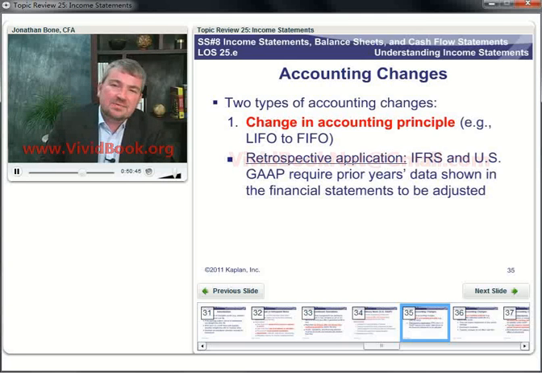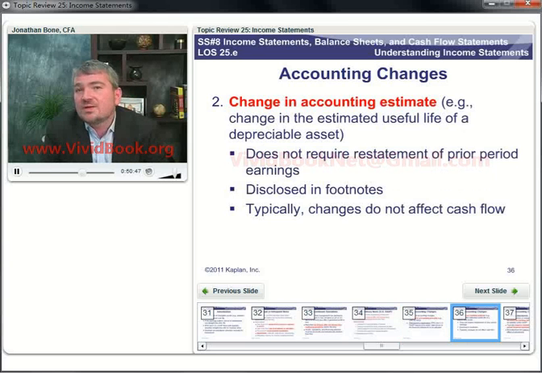Now, if it's deemed to be a change in accounting estimate, we do not need to go back and restate prior years. Instead, all we do is disclose in the footnotes that there's been changes in accounting estimates and then show the net impact going forward. Now, of course, this means big accounting estimates that we see, such as the ones in depreciation, the asset's life, and its salvage value, if you change those estimates, you do not have to restate prior period earnings.